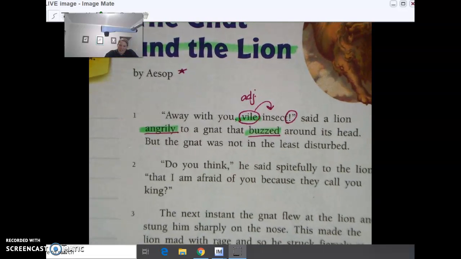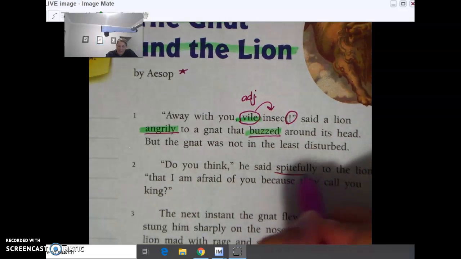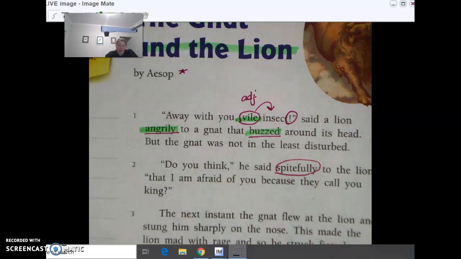Do you think, he said spitefully to the lion, that I am afraid of you because they call you king?